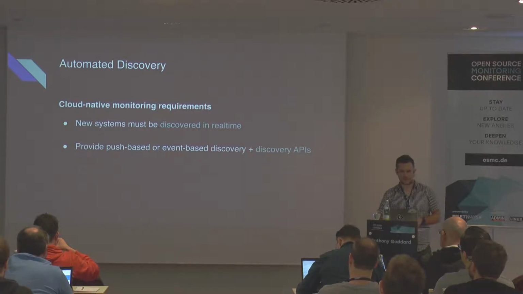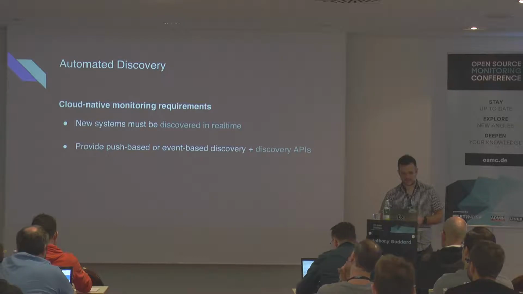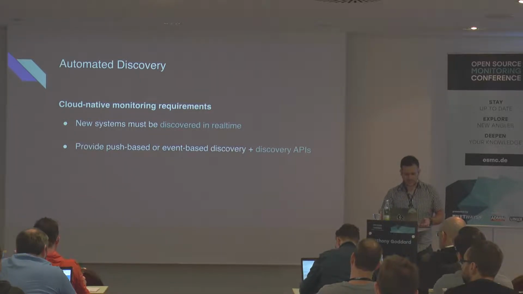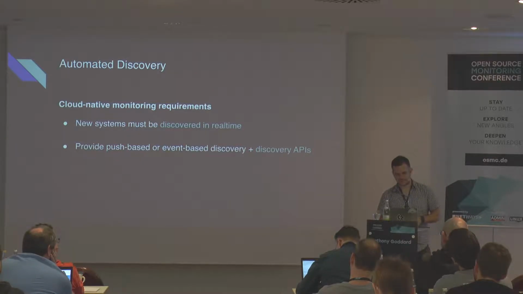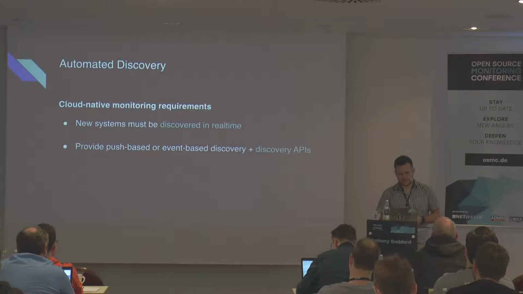So new systems need to be discovered in real time, and they need to provide push-based or event-based discovery and APIs. So push-based or event-based is critical. In an ideal world, our systems should register themselves into monitoring, and some monitoring tools do this with their agents. Other ones make it possible with discovery APIs that automation systems can interact with and publish events to. In the real world, these two things are complementary, so you should expect both push-based and event-based with discovery APIs.